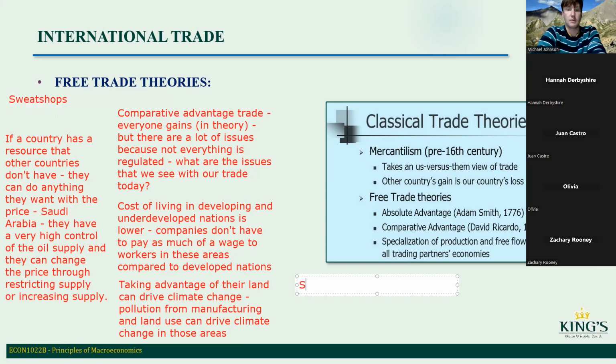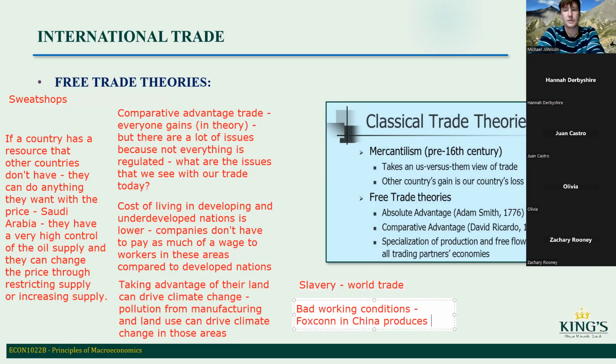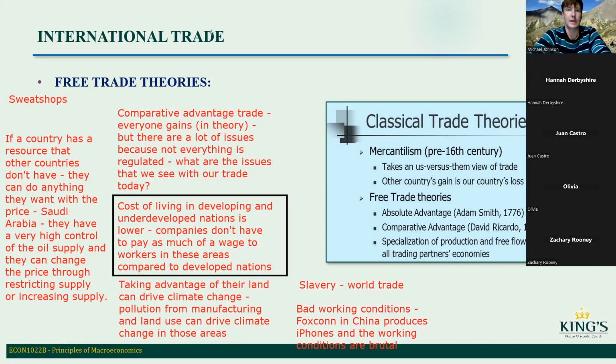Like slavery. So slavery does happen in terms of world trade, and bad working conditions. Foxconn in China produces iPhones, and the working conditions are brutal. So those types of issues. There's also low pay. When I said the cost of living is lower in those countries and they don't have to pay them as much, they still don't pay them a living wage in a lot of cases.